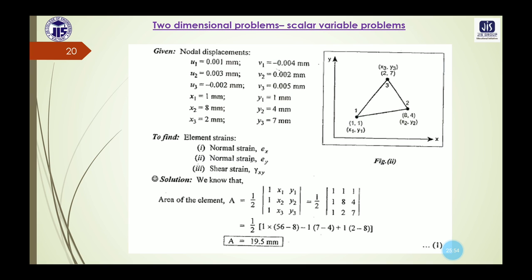First we need to calculate the area of the element. The formula for the area, which is known to us, is half into a 3 by 3 matrix consisting of all the coordinates. We put all the coordinates here, perform the matrix calculation, and finally we get the area of the element as 19.5 millimeters square. There is a typing mistake here, so the unit will be millimeter square. It is the area of the element.